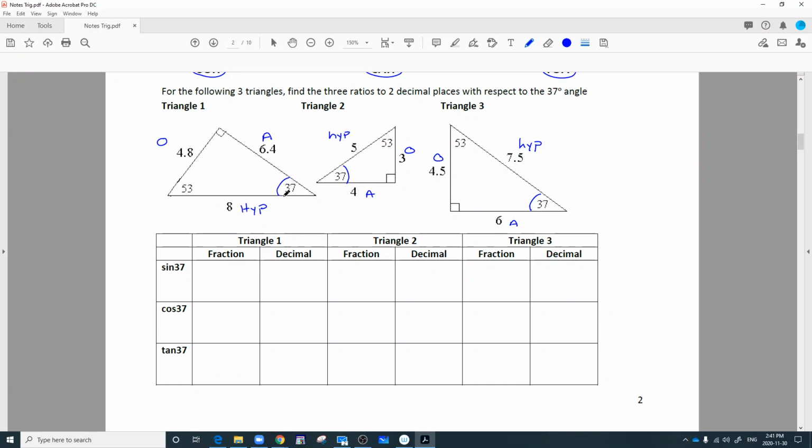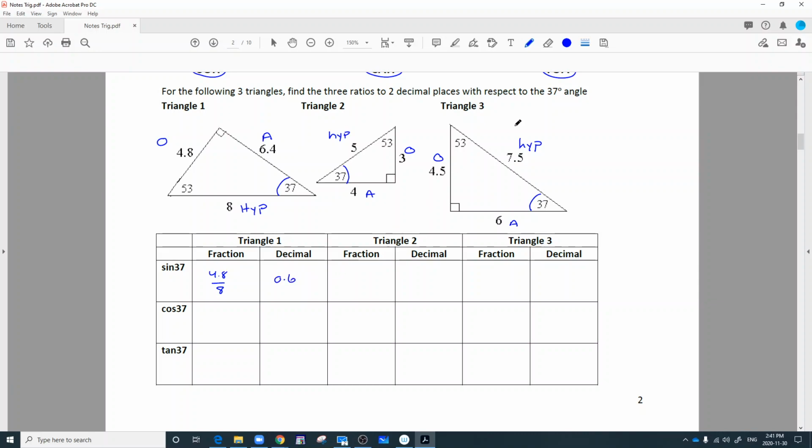So if we look at the sine of 37 for triangle 1, you're going to say it's the ratio of the opposite side to the hypotenuse side. So that's 4.8 to 8. As a decimal, 4.8 divided by 8 is 0.6.